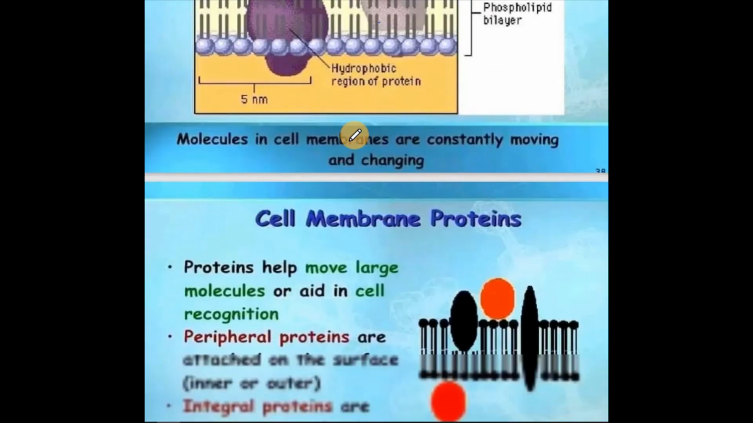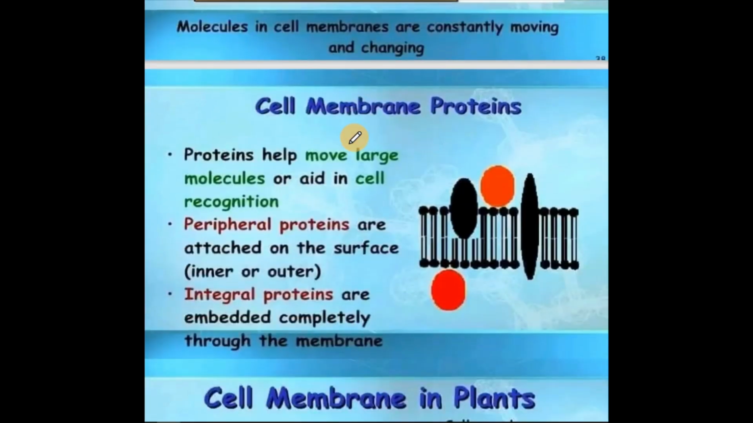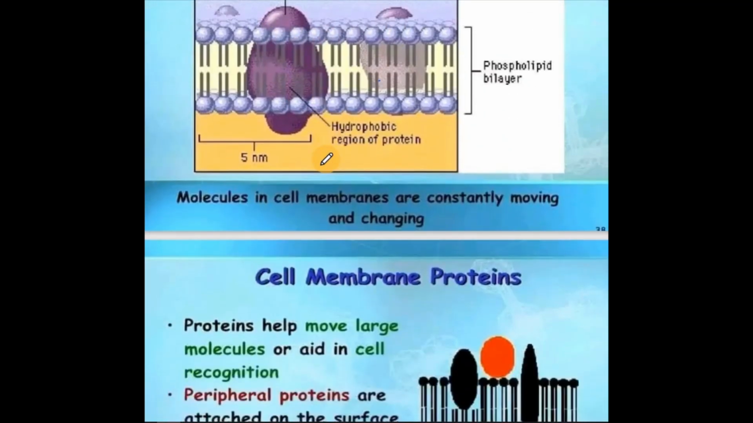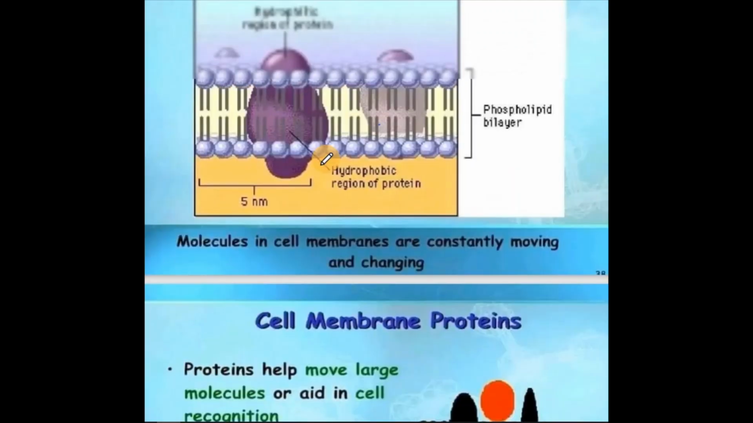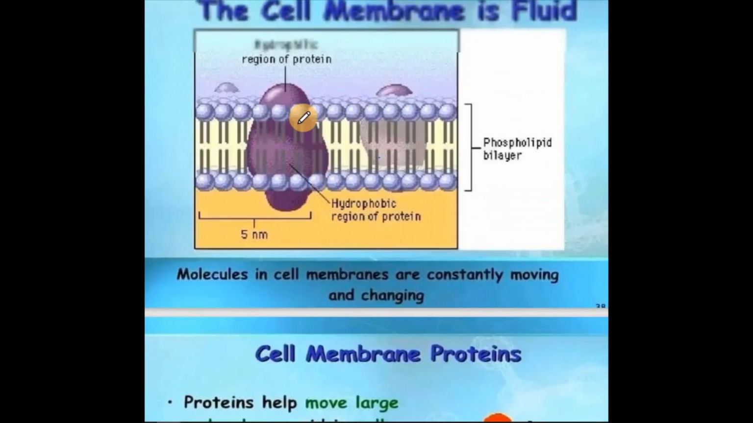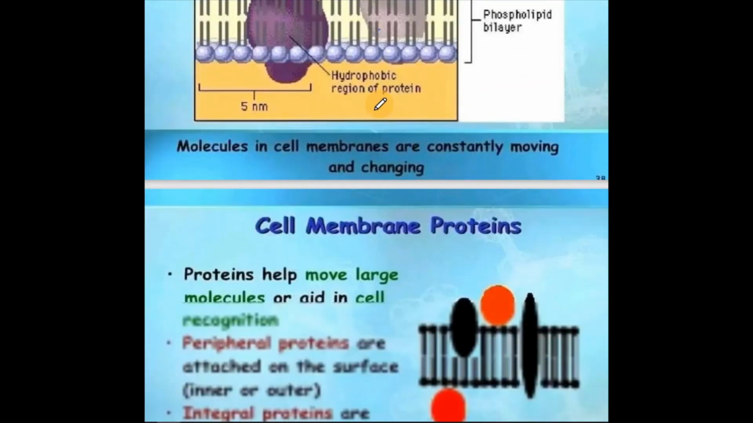Now let's look at the cell membrane proteins. We said the cell membrane is made of proteins. So what are the cell membrane proteins? Proteins help to move large molecules or aid in cell recognition. As in here, proteins are found inside the membrane or outside the membrane. Their main function is to help in transportation of molecules in and out of the cell. They also help in cell recognition because some of the proteins act as receptors on the surface of the membrane, which helps the cell to be recognized.